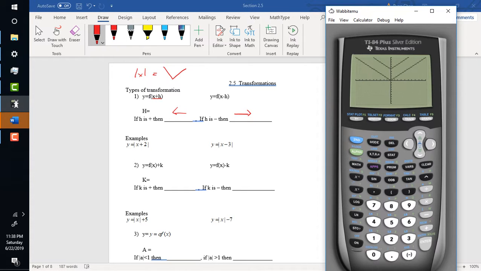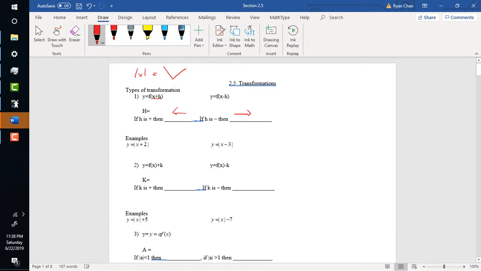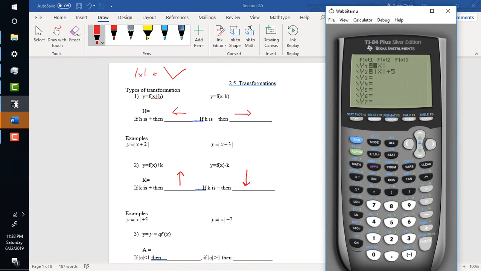So if I'm adding outside of the parentheses or outside my absolute value, I'm going to go up by 5. If I'm subtracting, it's going to go down. And once again, if you're not sure and not confident, test it out. What happens if I subtract 7, like what we said right here? Notice it shifts down, and that verifies what we have.